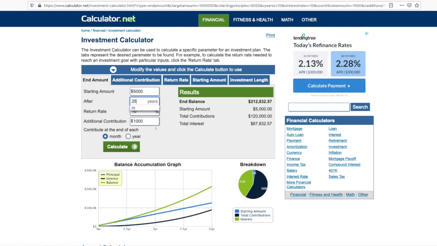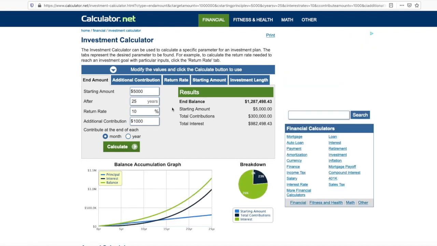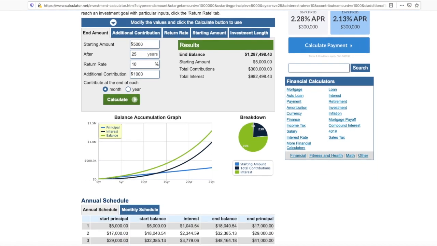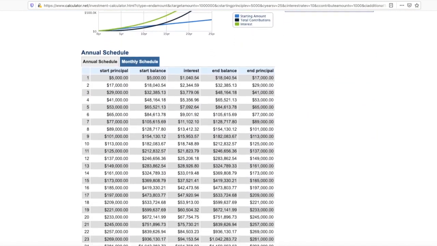Now let's play around a little bit. I like to play around with the calculator and see what you can do. So 25 years, you have $1 million in there, a little over. $1.2 million, almost $1.3 million. So that's a decent amount of money in 25 years, especially, I know a lot of you guys watching this are like 20 years old. You'll be 45 by then. You're still young at 45, right?